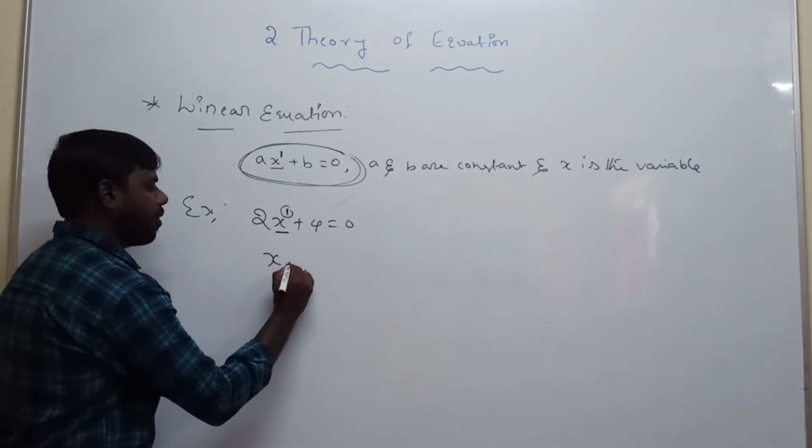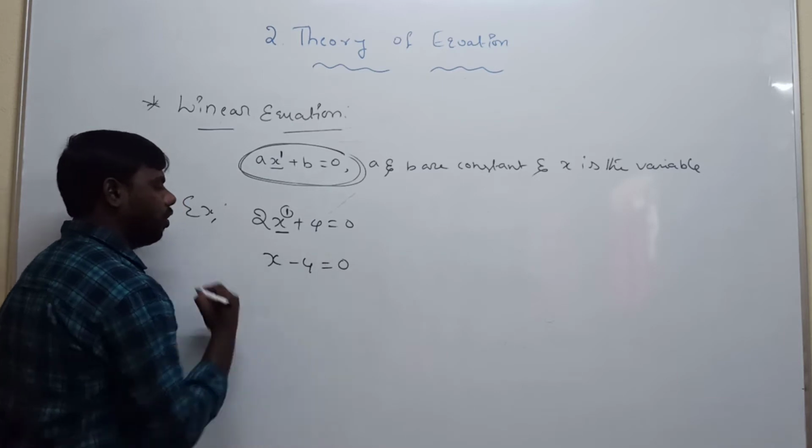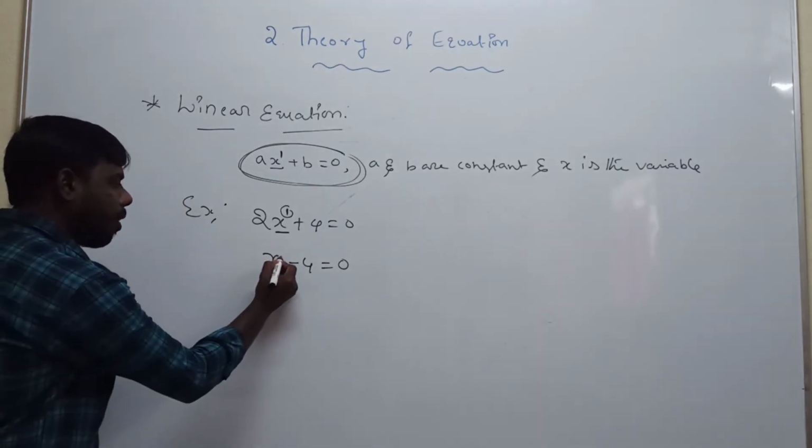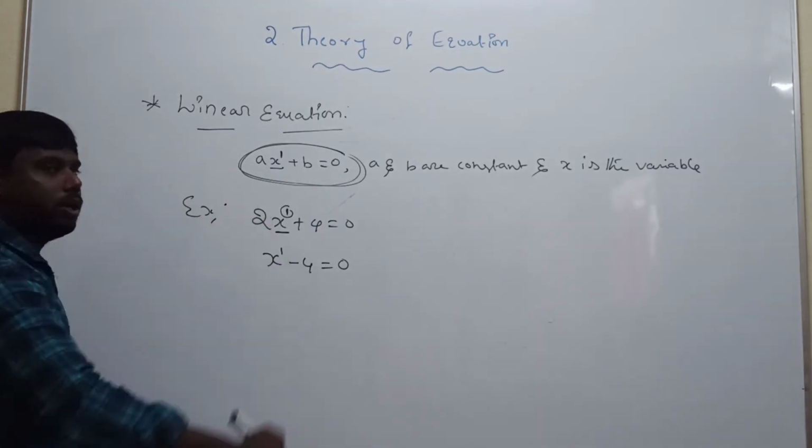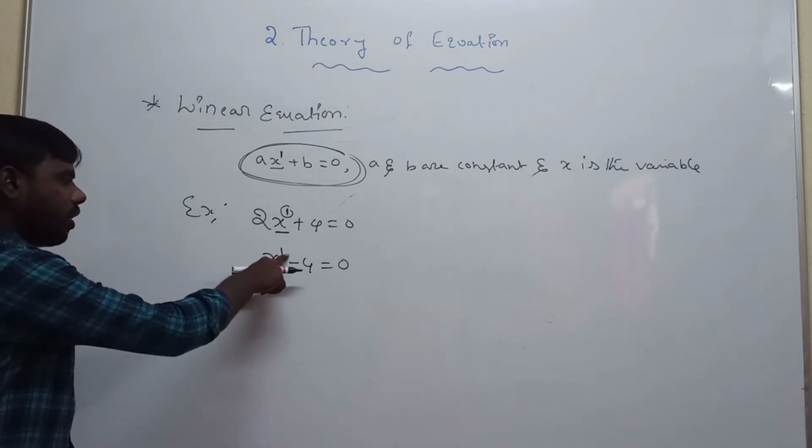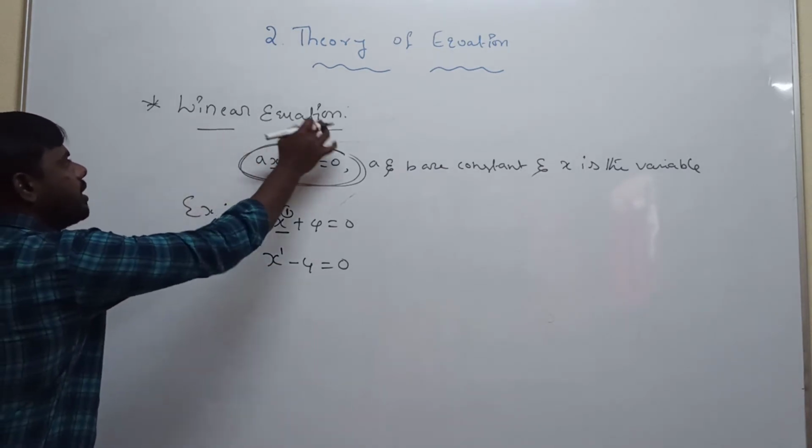One more example, x minus 4 is equal to 0. What is the degree in the variable x? No power is written, so take it as 1. So here the degree is 1 in the variable x. It is called a linear equation.